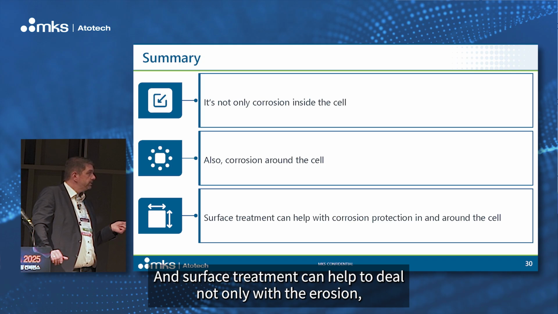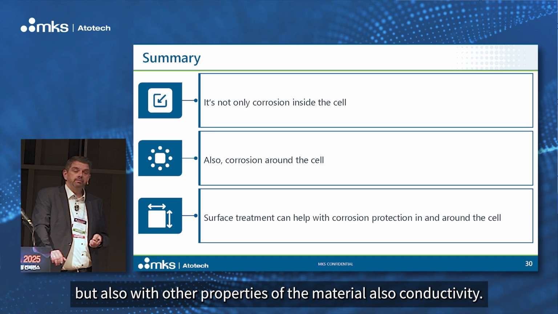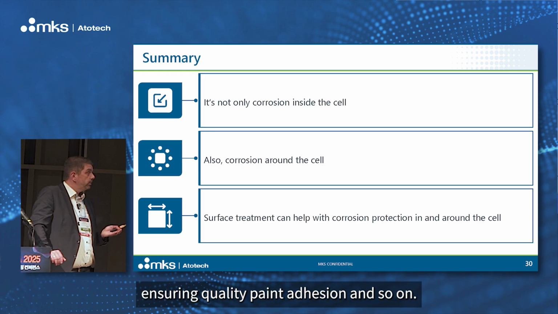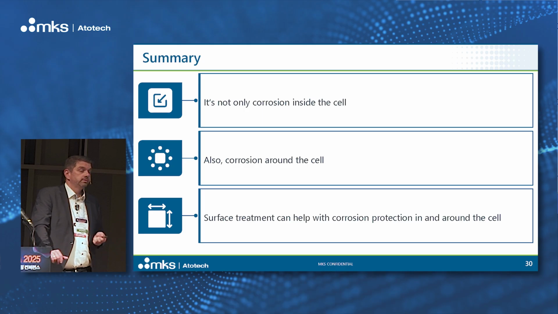Surface treatment can help to deal not only with corrosion, which was the topic, but also with other properties of the materials, such as conductivity, ensuring quality, paint adhesion, and so on. So this is what we need to consider.